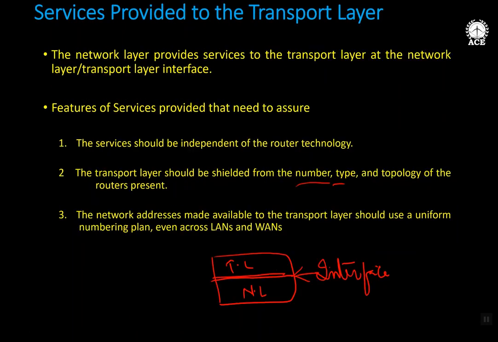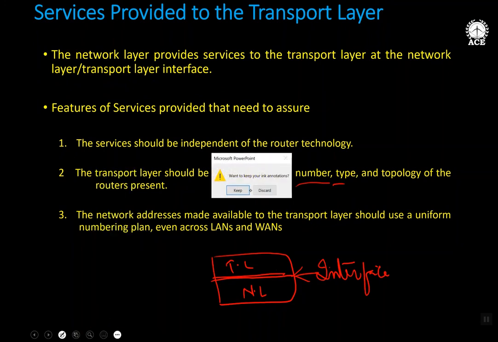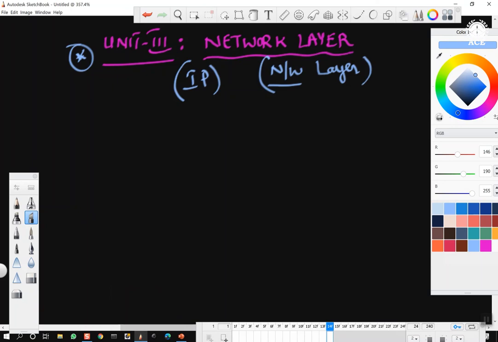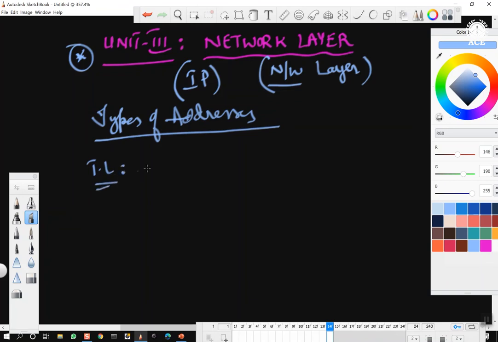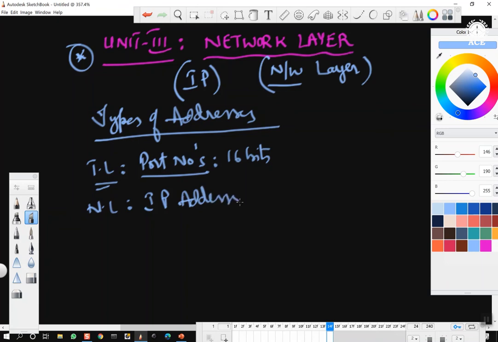When I say addresses, I have already told you; let me end the presentation and go back so that I can write down the different types of addresses which are used at different layers. At the transport layer, we use what are called port numbers. We'll talk about this when we take up the transport layer. Generally, these port numbers are 16 bits. The network layer uses IP addresses. IP addresses are 32 bits. These are logical addresses, and they need not be unique.